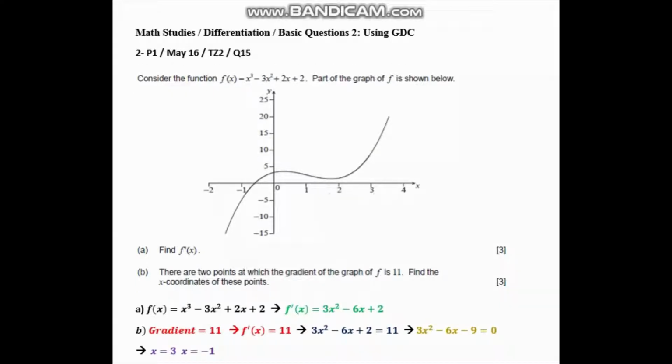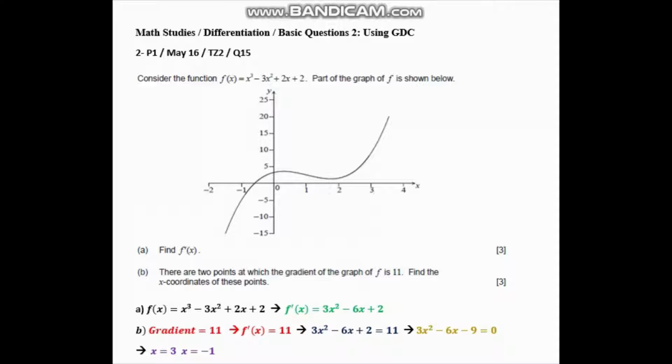So for question A, I'm required to find f dash of x, where f of x equals x cubed minus 3x squared plus 2x plus 2. So this is a very simple differentiation problem. x cubed becomes 3x squared, minus 3x squared becomes negative 6x, 2x becomes 2, and this constant right there vanishes during differentiation. Hence I get the expression in green.